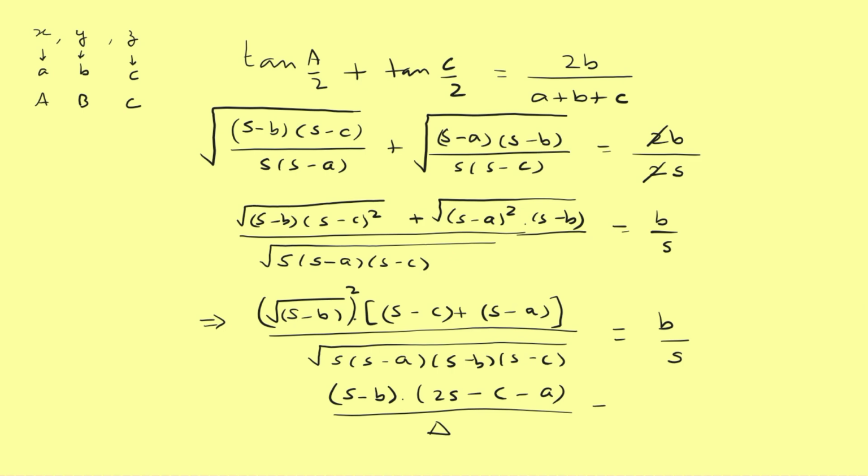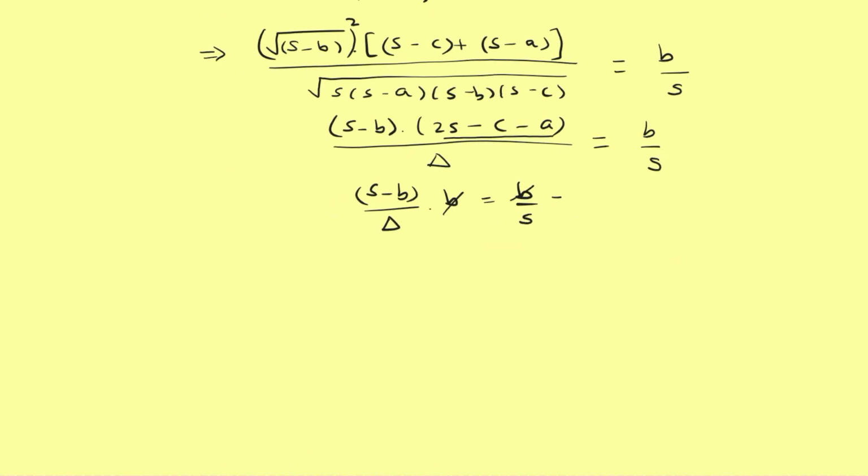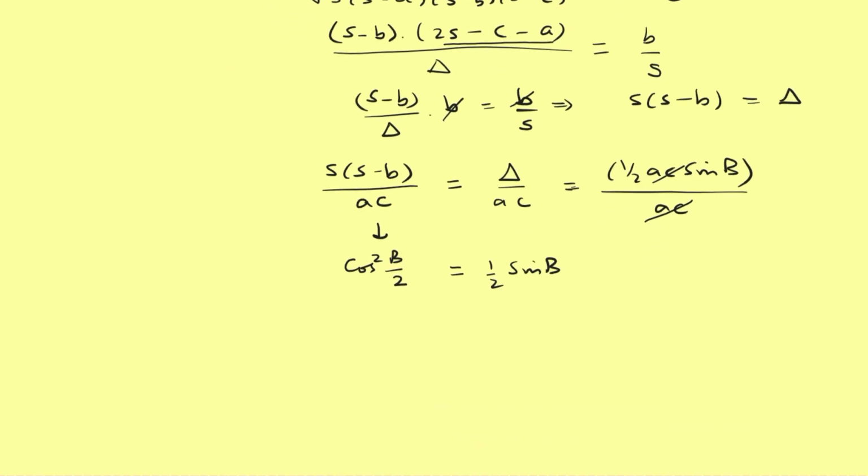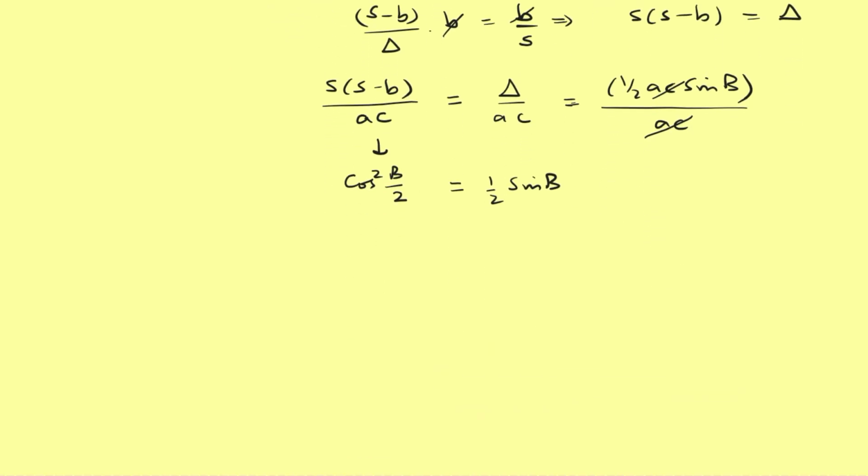Now since 2S is equal to A plus B plus C, 2S minus C minus A can be written as B, and hence it can be cancelled out so that you get S into S minus B equal to delta in the next step. Now if you divide both sides by AC, we get S minus B upon AC is equal to delta upon AC, and delta is half AC sine B, so AC gets cancelled out. So finally you get cos square B by 2 equals half of sine B.